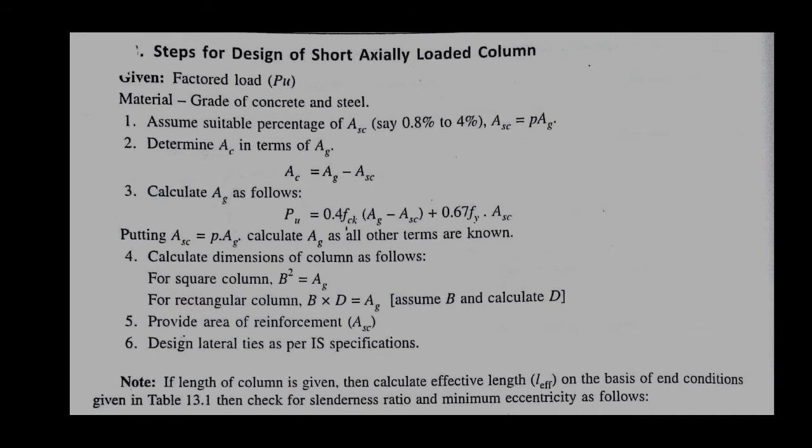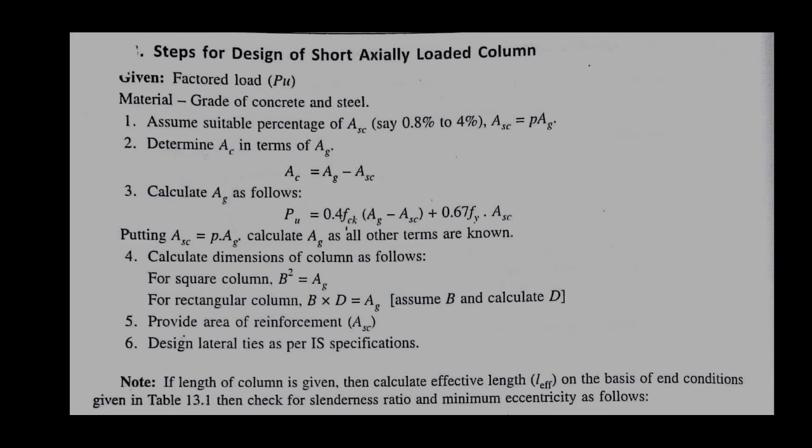Now, number 4, calculate dimension of column as follows. For square column, B square equals Ag. For rectangular column, B into D equals Ag, where we assume B and calculate D. One value we should assume and one we have to calculate.